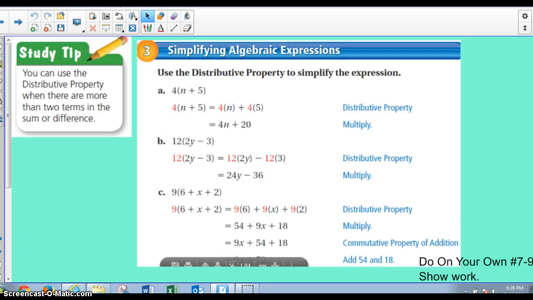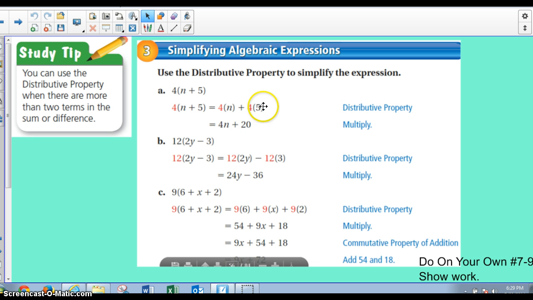Come back when you're done. All right, example 3. And the study tip is you can use the distributive property when there are more than 2 terms in the sum or the difference. Let's take a look at that. So here you have 4 times n plus 5. So it's 4 and n plus 5, which is simple enough. And that equals 4 times n plus 4 times 5. You work it out, 4n plus 20.